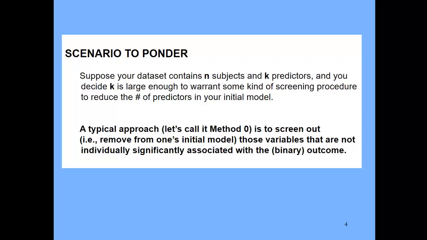So let's suppose what you do is you say, I'm going to look at each E one at a time to see whether it's significantly predictive of the outcome on its own. And then any one that's not significantly predictive of the outcome, or where I don't get statistical significance, I'm going to drop it. And that's how I'm going to reduce. That's method 0. Who does that?